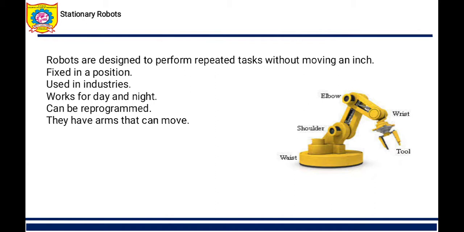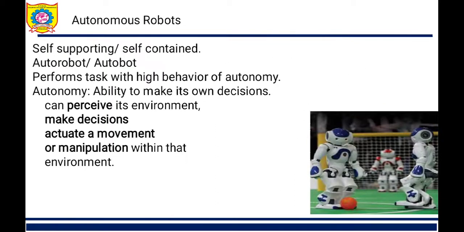As I've already said, it is used in industry. You can see an autonomous robot over here. This robot is playing football. So autonomous means what? They have their own brain, right? Machine learning is there. Artificial intelligence is embedded in them. So using machine learning, artificial intelligence, and natural language processing, all these robots are designed. So they are self-supporting or self-contained robots. They are called autonomous robots. They can perform tasks with a higher degree of autonomy. So they can take their own decisions.